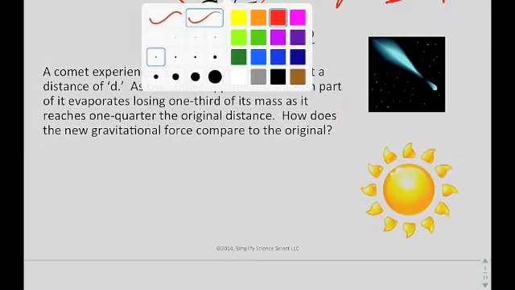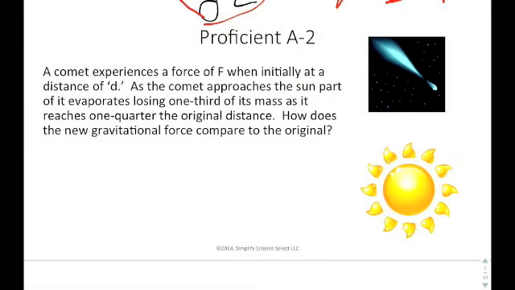Okay, next it says a comet experiences a force of F when initially at a distance d. As the comet approaches the Sun, part of it evaporates, losing 1/3 of its mass as it reaches 1/4 of the original distance. How does the new gravitational force compare to the original? So once again, we're comparing forces. So the first one I have is F is proportional to m1 m2 over d squared. That sets my value at F. Now what I want to do is look at the new situation.